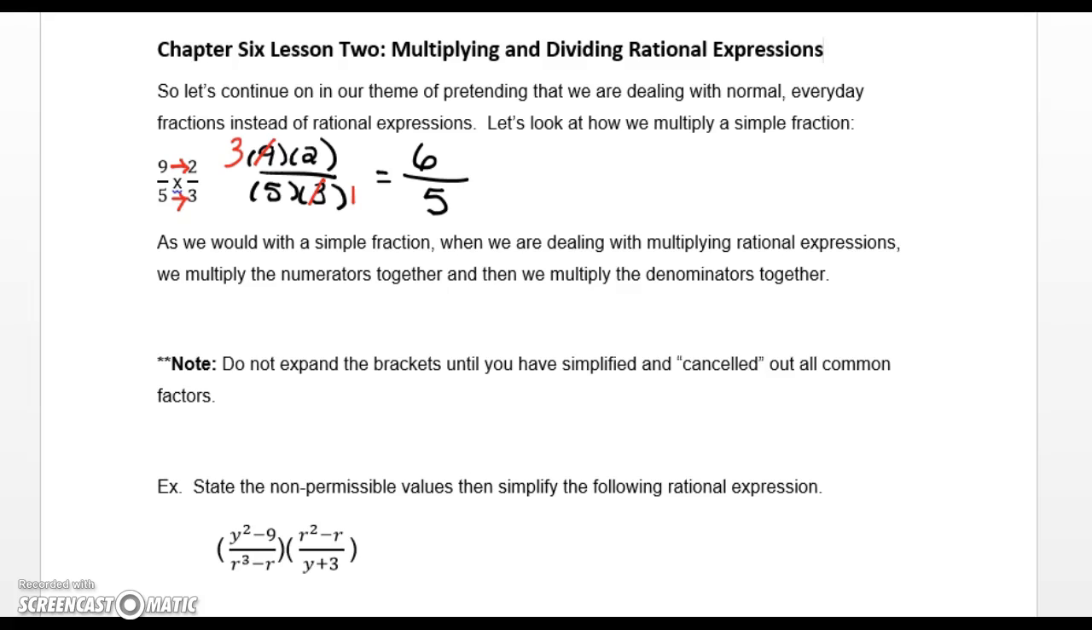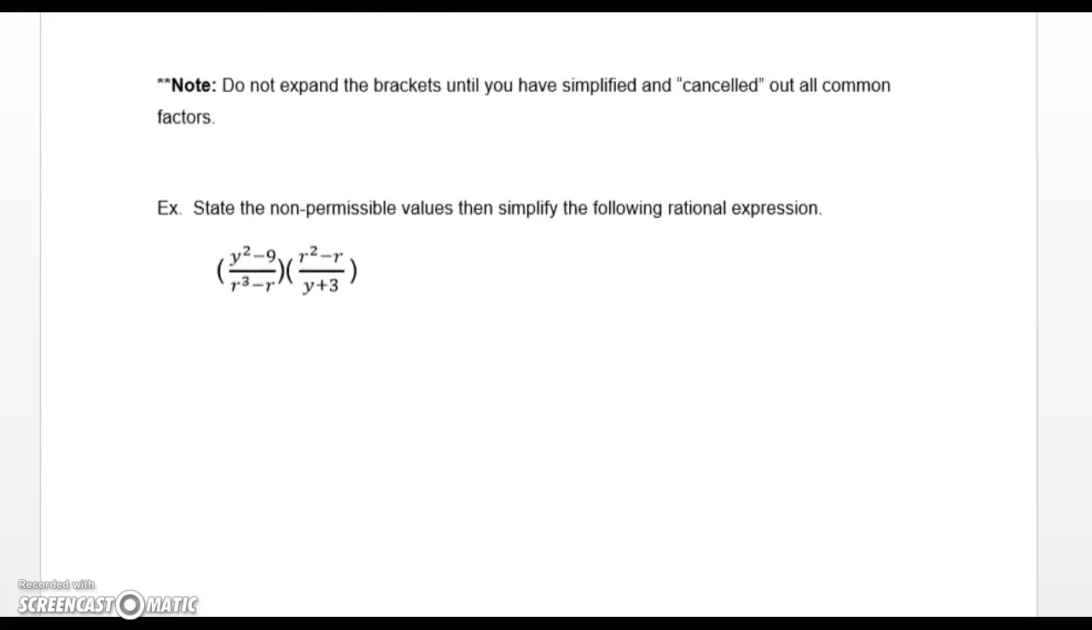Just as a quick note here, you should not ever expand your brackets until you have fully simplified and canceled all of your common terms. That way you can make sure you've left your answer in its simplest terms and don't end up running into any errors there. So we're going to practice this concept using example number 3 from your notes.